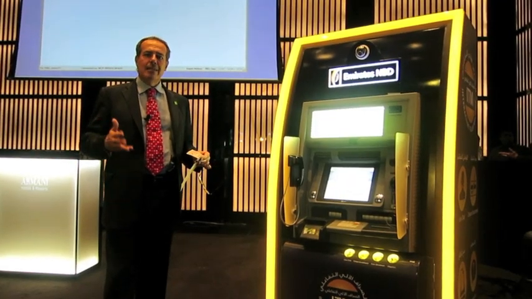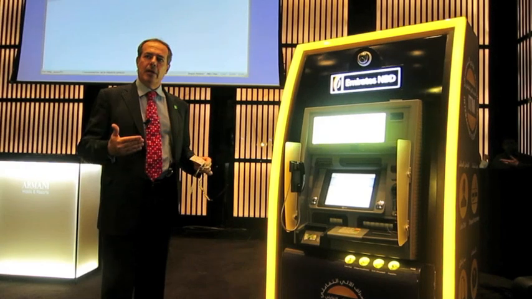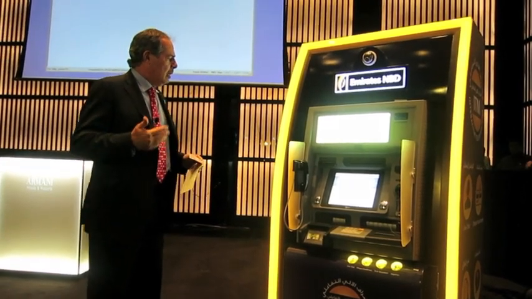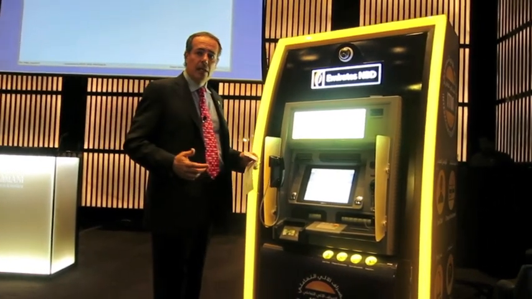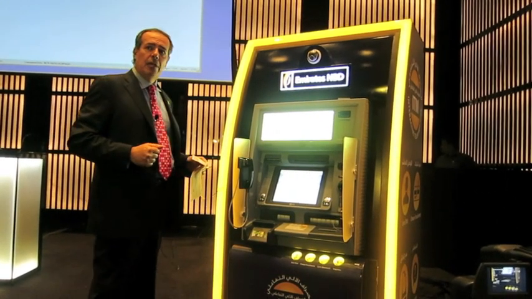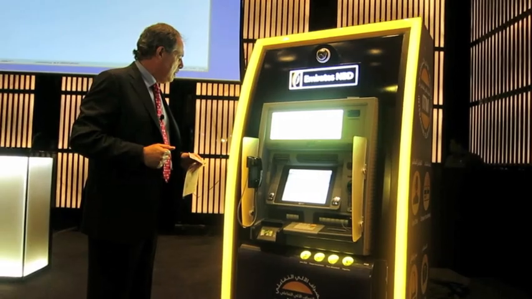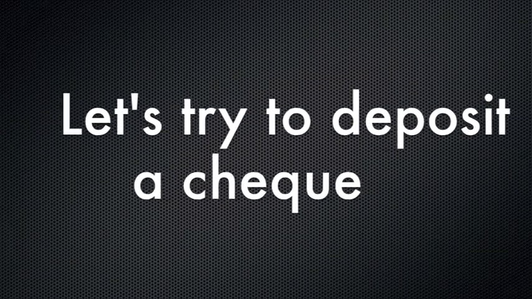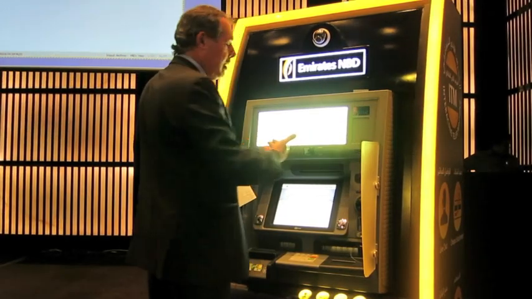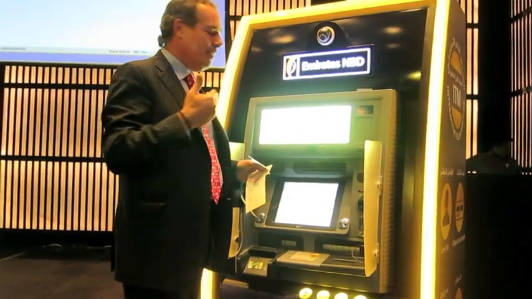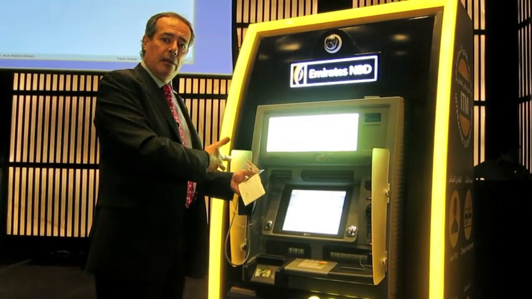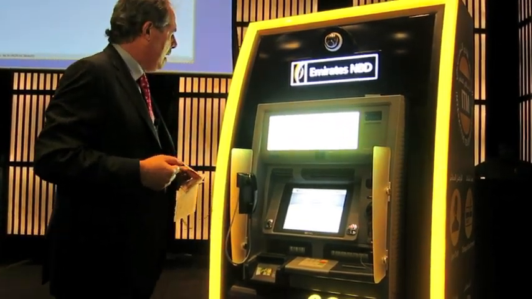The customer doesn't need to insert his ATM card into the machine. What the customer will need to do is to tap on the screen to initiate a video call with the call center of the bank. When I'm standing here, the interactive teller can see me, can see my face, and can authenticate me based on the picture that I have on my ID.